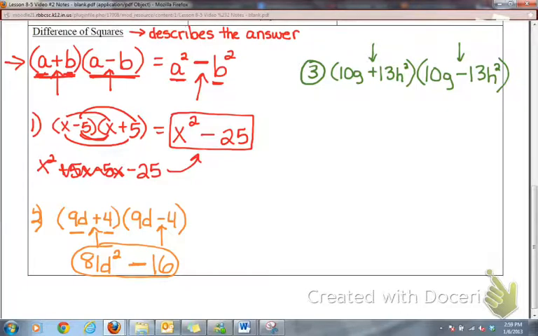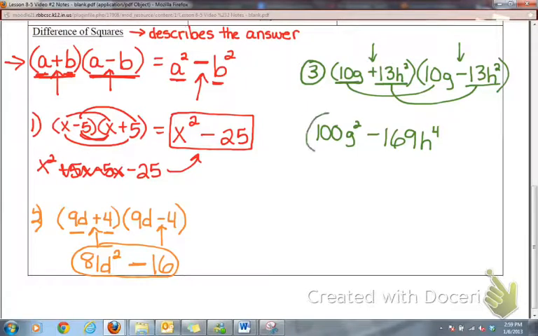So what you're going to do is take your first term. Basically, you're only doing the firsts and the lasts part of FOIL. You don't have to do the outside and the inside because they cancel. So if that helps you, you can just realize that this is just 10g times 10g, which is 100g squared. And then you also just multiply your lasts. 13h squared times 13h squared would be a minus. Well, 13 times 13, that's 169. And then h squared times h squared is h to the 4th. So there you have it.